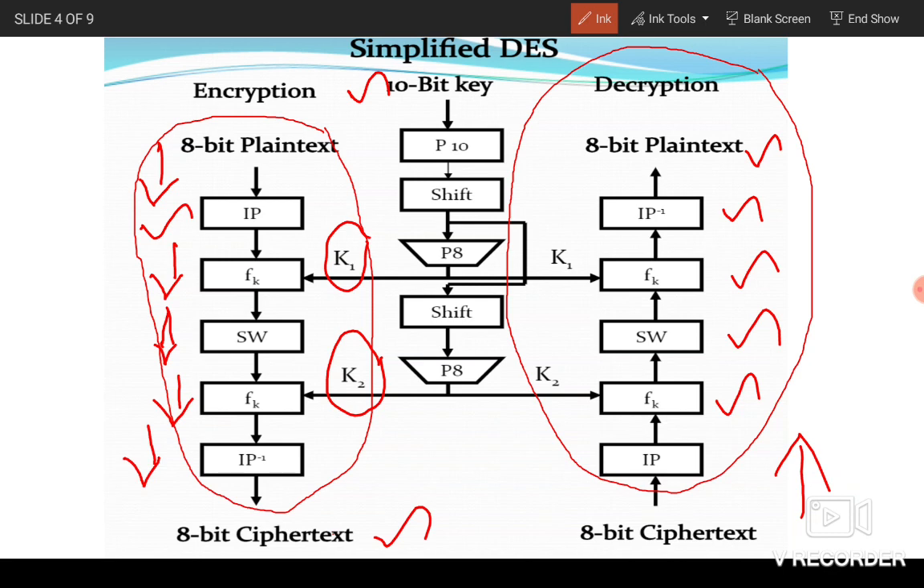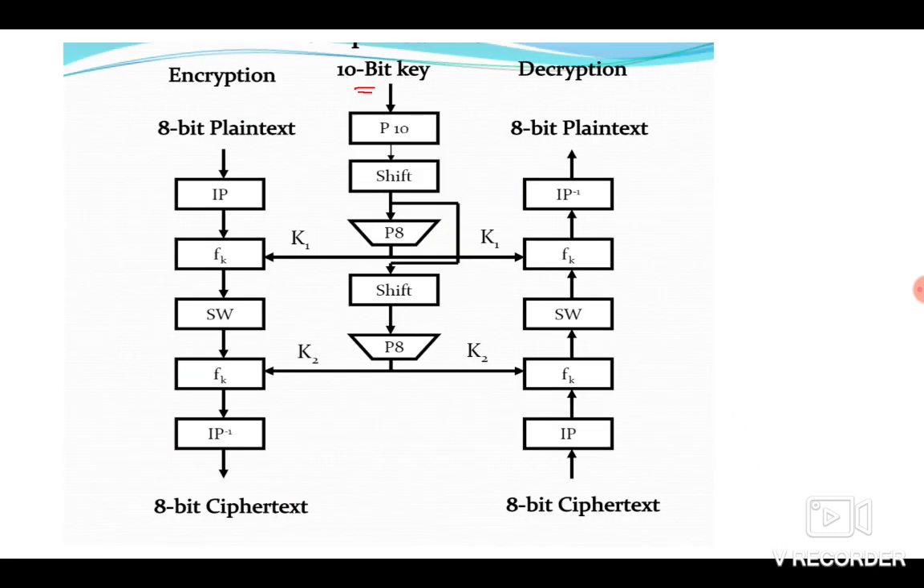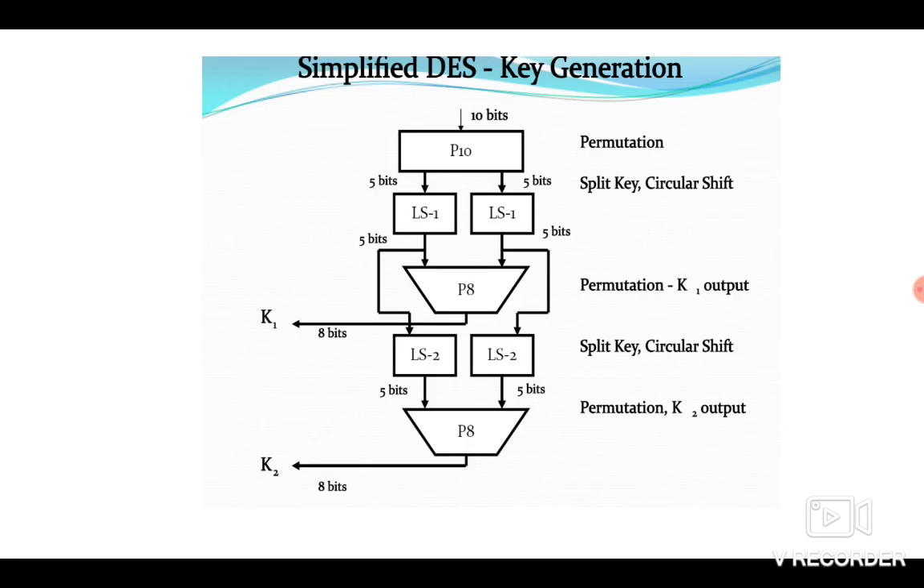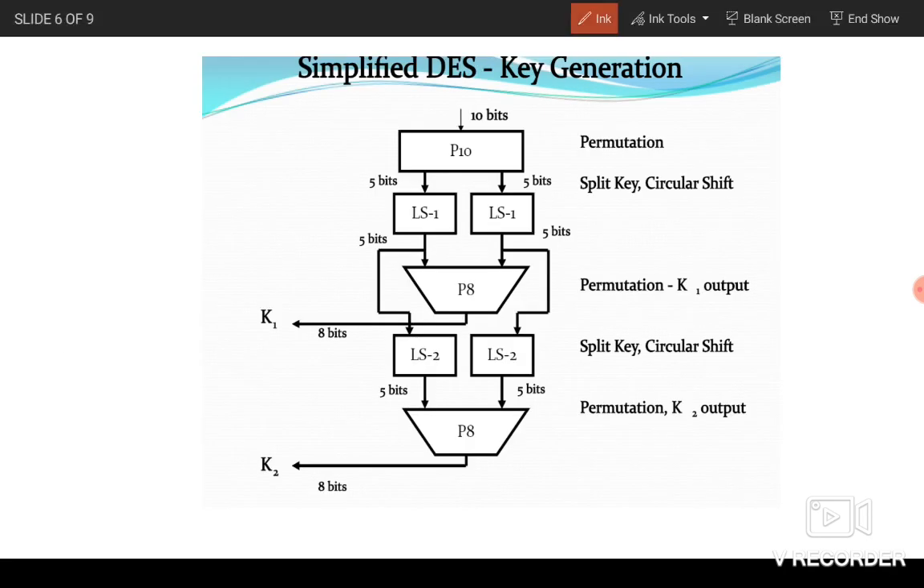Initially we have a 10-bit key, so it is applied to a permutation, then we go with the shifting operation, then again the permutation, and we get the first key. To get the second key, after applying the first shift operation we go with another shift operation and we go with the second permutation, thus we obtain the second key. In detail, we will see it in the second diagram. This is the key generation diagram.